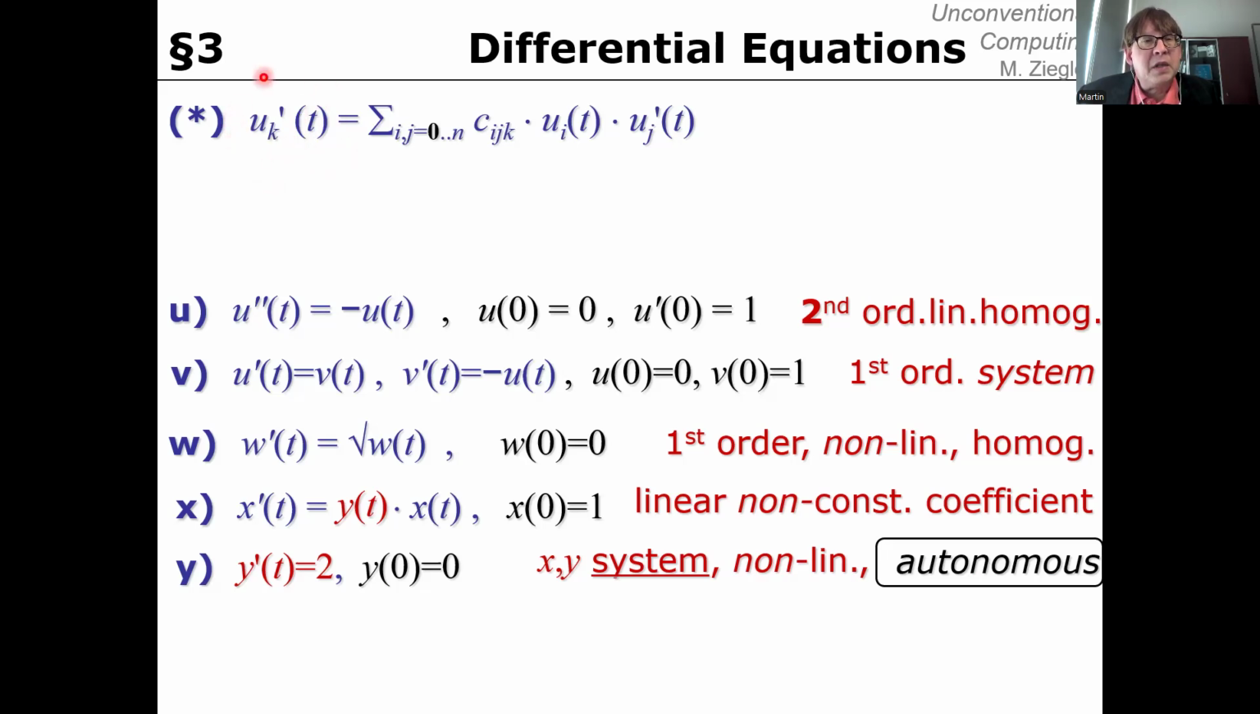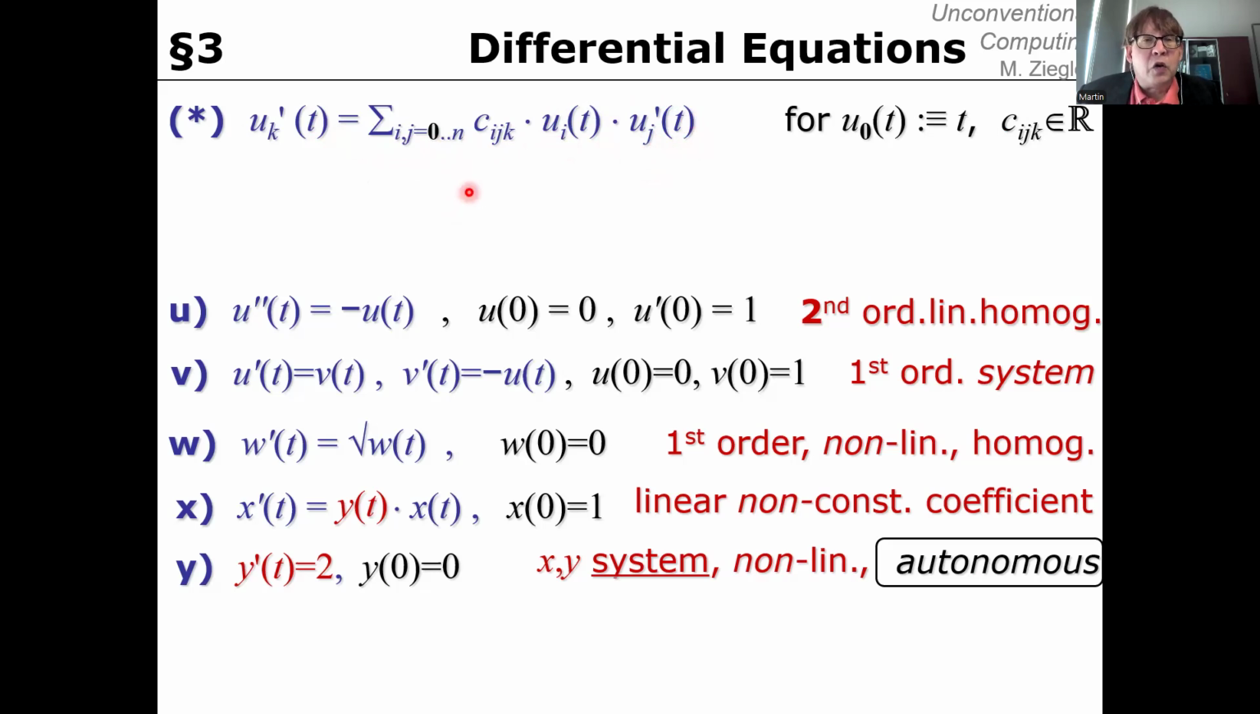So it's an explicit derivative on the left-hand side. And the right-hand side is this sum. And here we have some real coefficients, constants, c_ijk, indices i, j, k. And here we have some other functions that are part of the solution, right? So u_i, with i ranging from 0 to n, and derivatives of some other functions, u_j, with j also ranging from 0 to n.